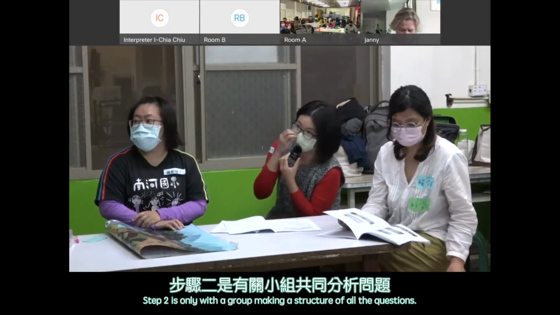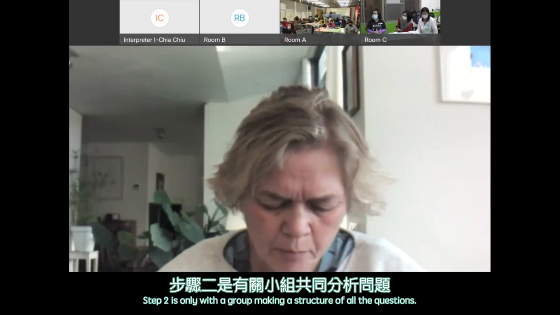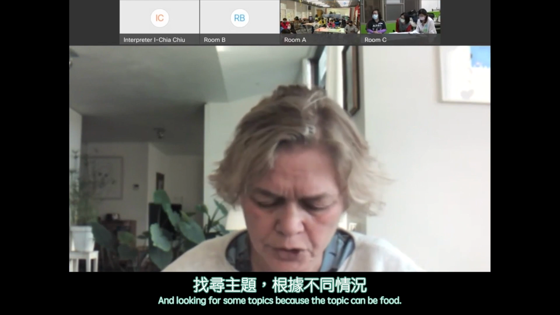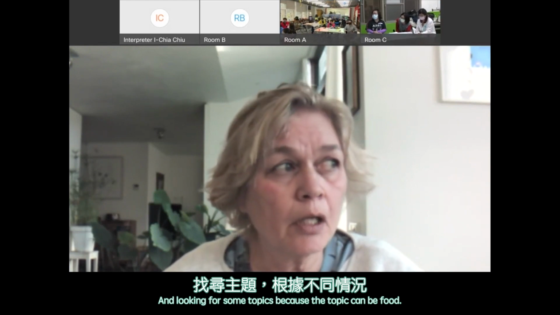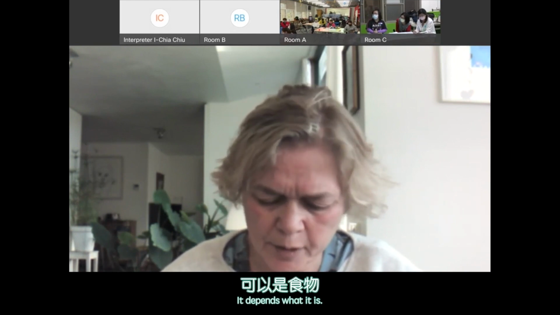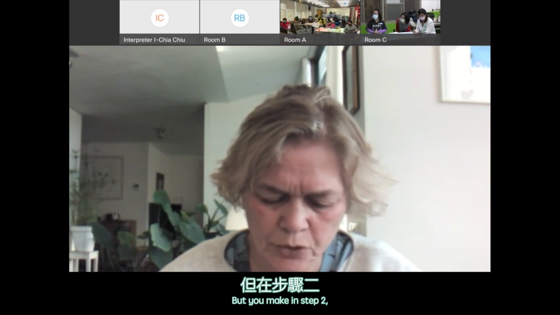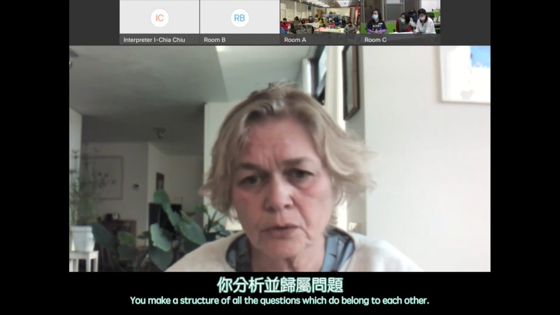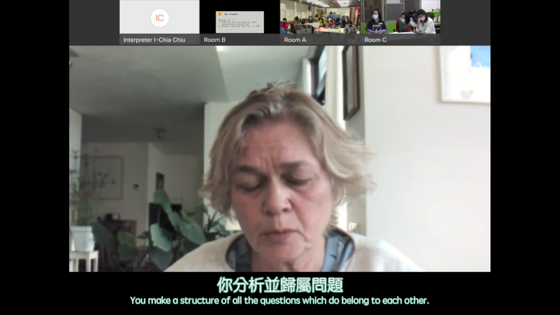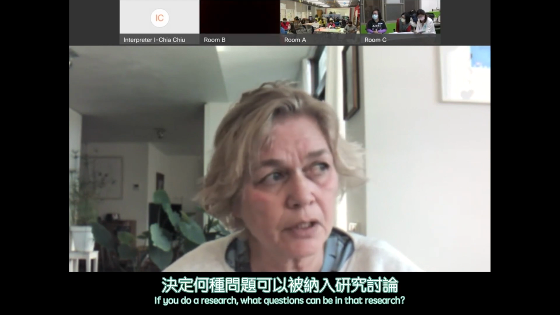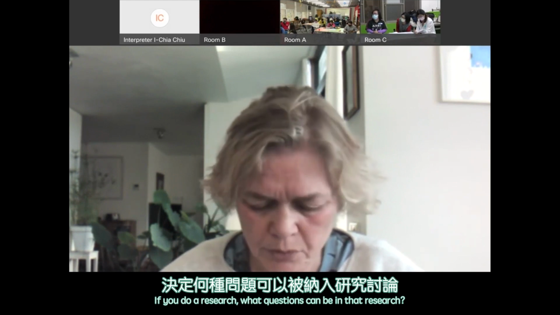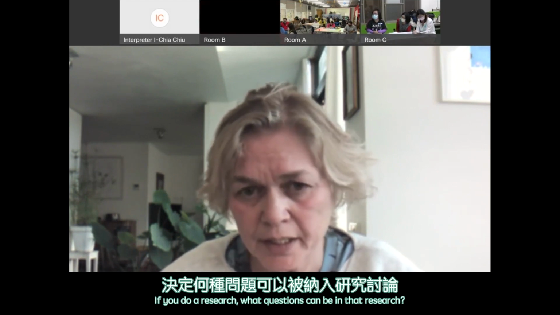Step 2 is only with the group making a structure of all the questions and looking for some topics, because the topic can be food, yeah, it depends what it is. But in step 2, you make a structure of all the questions which belong to each other. If you do a research, what questions can be in that research?